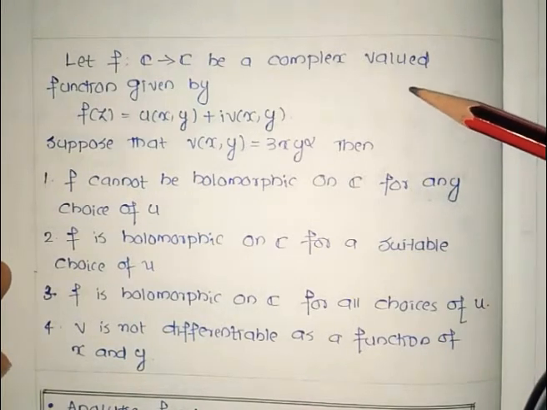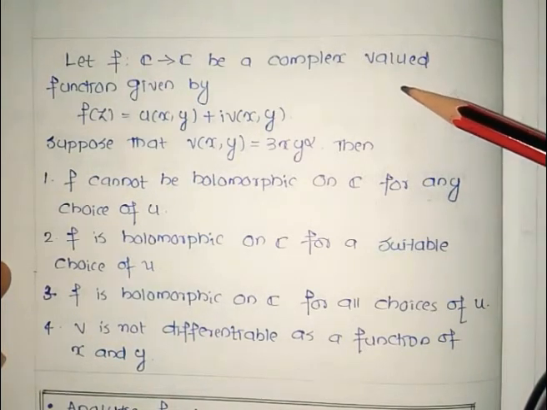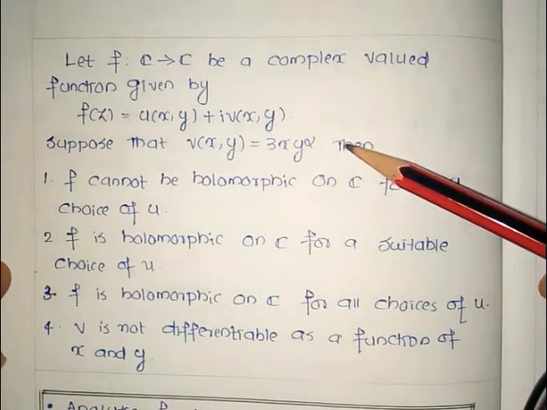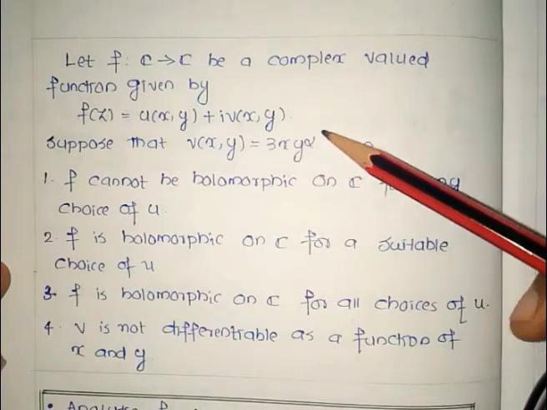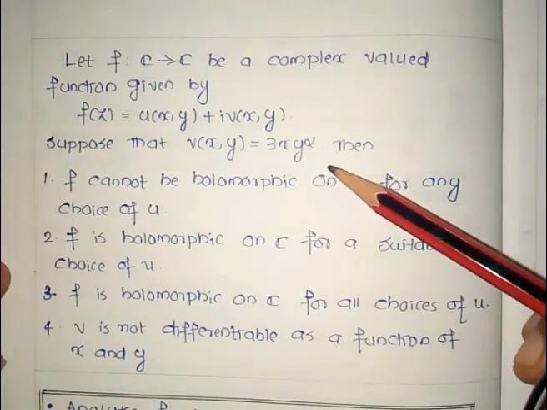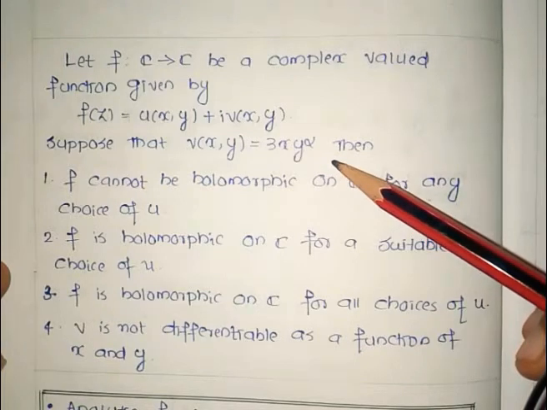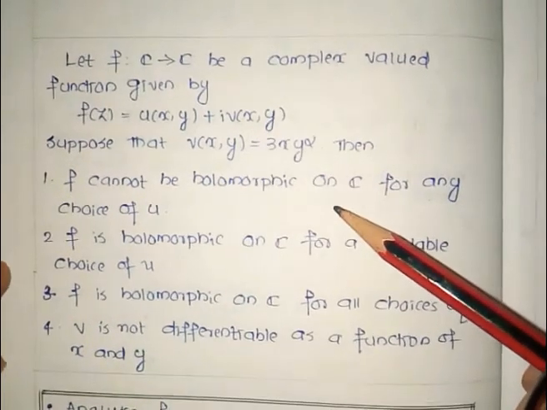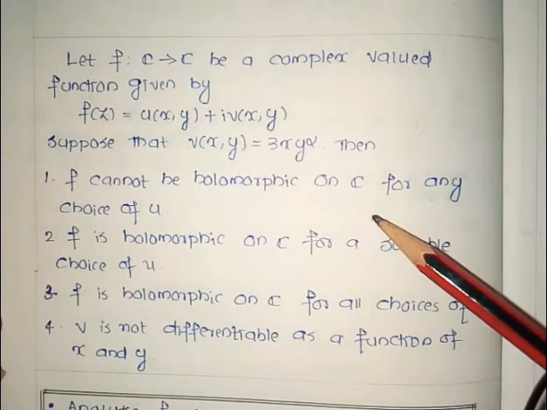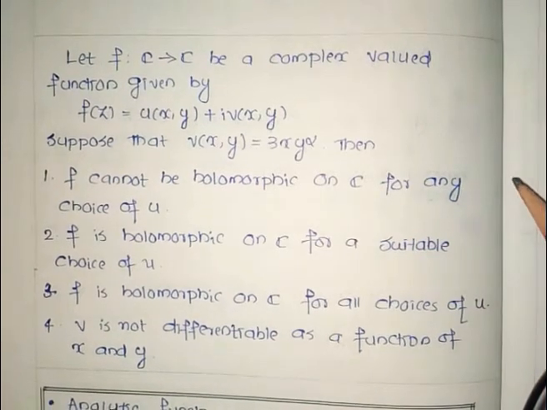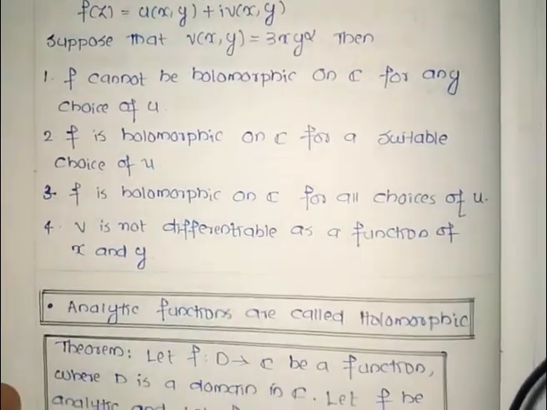So in this question we are given that f from C to C is a complex valued function and f can be represented as f of z is equal to u plus iv, and we are given that v is equal to 3xy square. So we want to check whether f is holomorphic for a suitable choice of u or not. So first of all we want to know some notes.